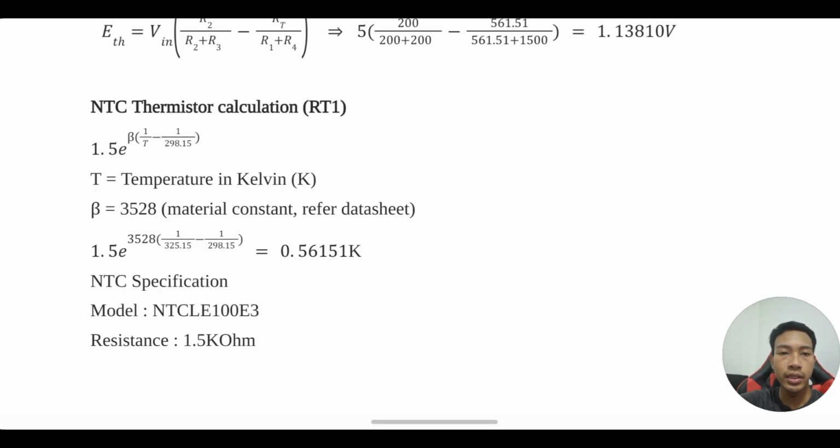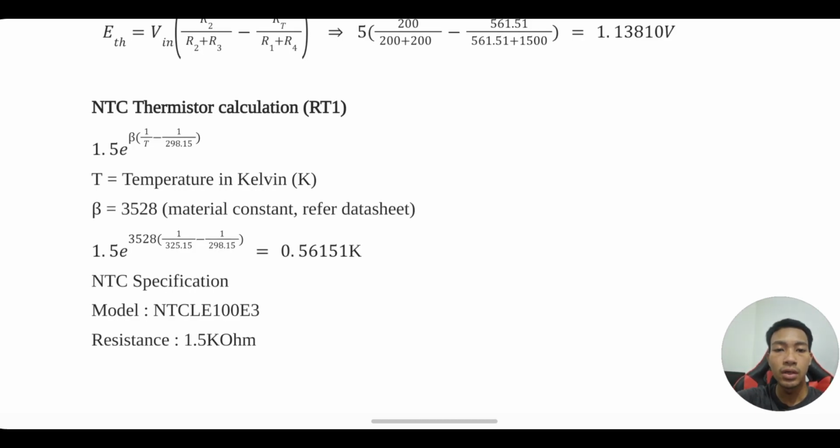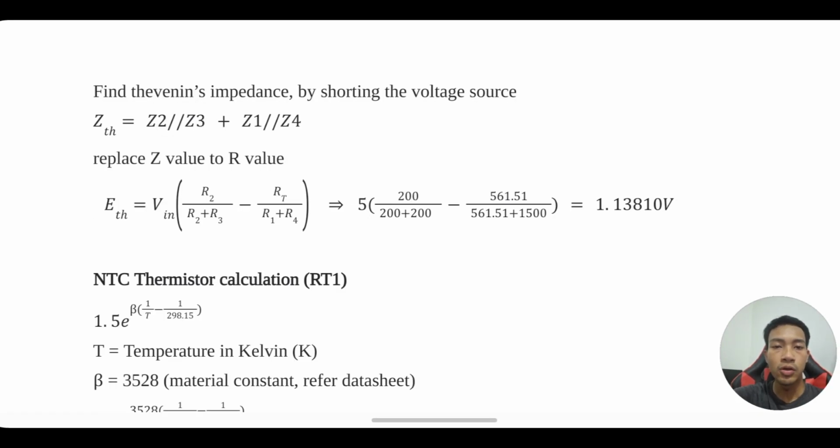Before we use the ETH formula, we need to find the RT1 value, that is the thermistor value. We use the formula RT equals 1.5k times exponent of beta times 1 over T minus 1 over 298.15. T is the temperature in Kelvin. Beta is the material constant for the NTC that we use, that is 3528. We insert the values into the formula and get 0.56151 kilo ohm. Then going back to the ETH formula and substituting the RT value, we get 1.13810 volt.